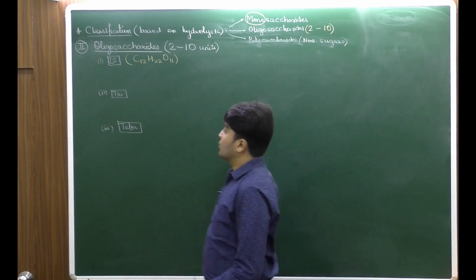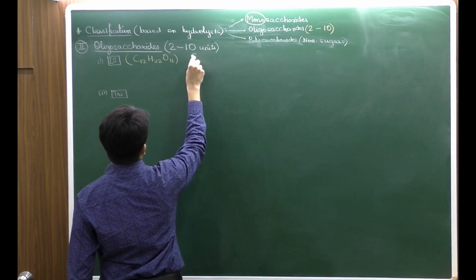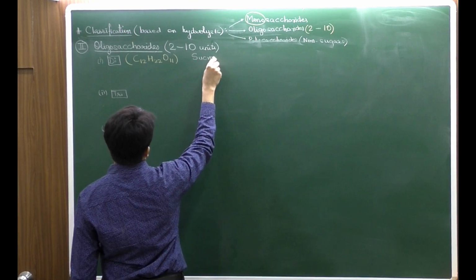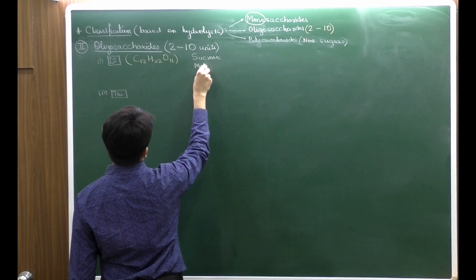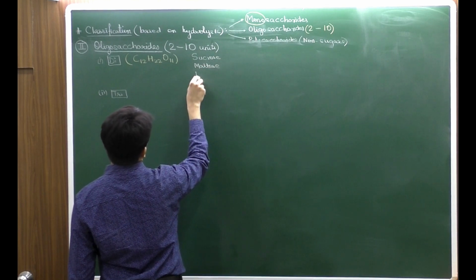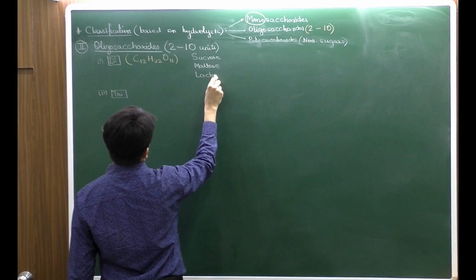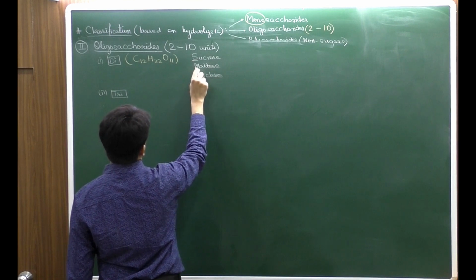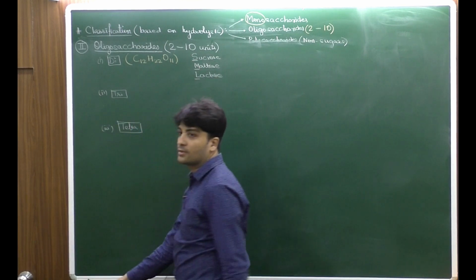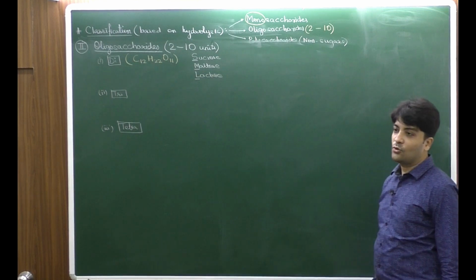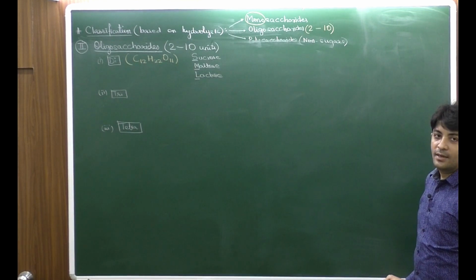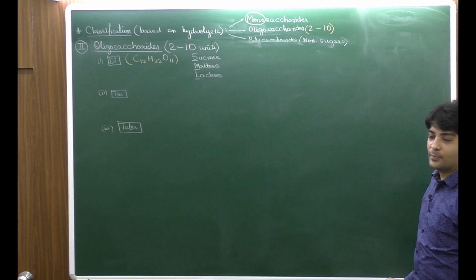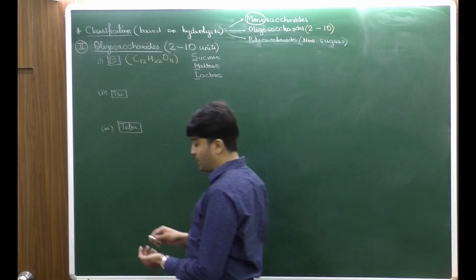C12H22O11. The common disaccharides are sucrose, maltose and the milk sugar, which is lactose. These three can be remembered as small, medium, large: SML. Sucrose, maltose, lactose. So disaccharides, three examples, SML to be remembered.